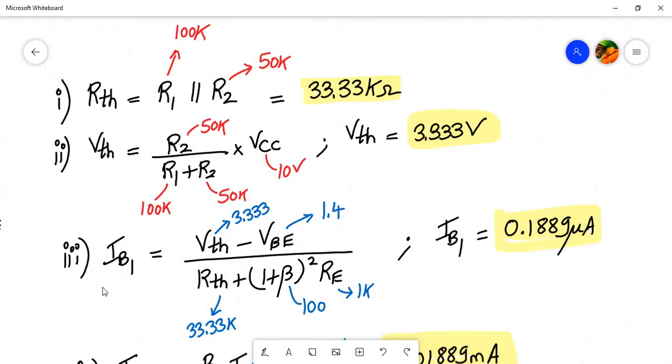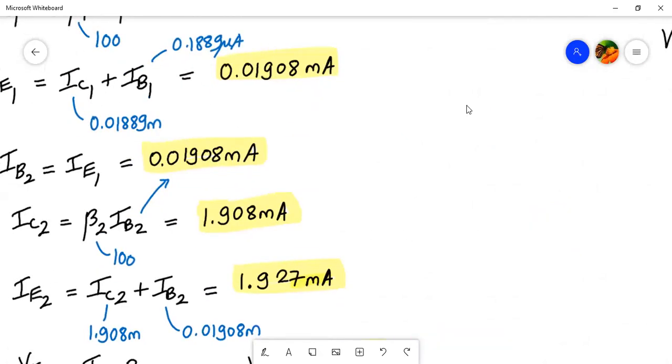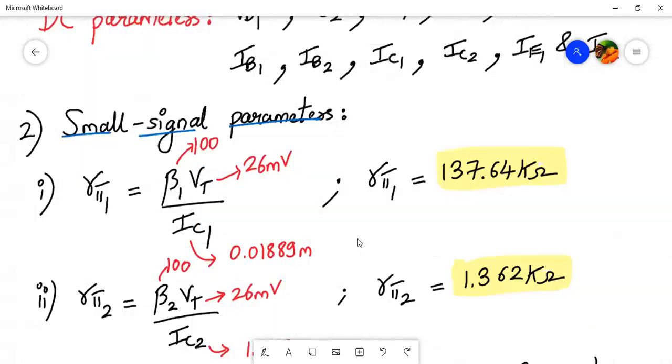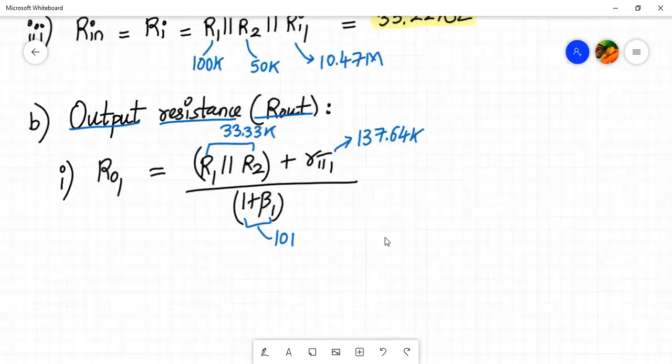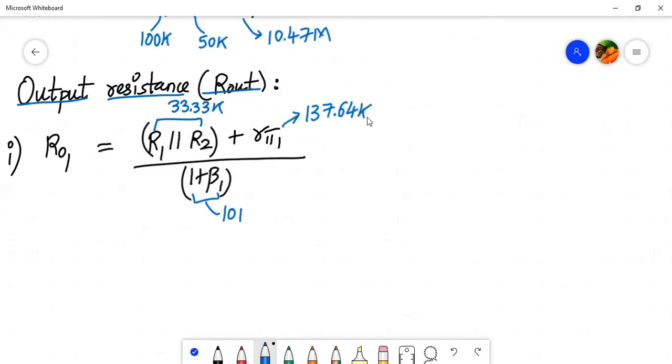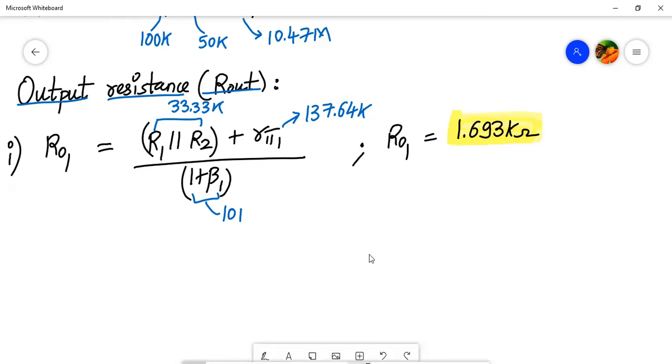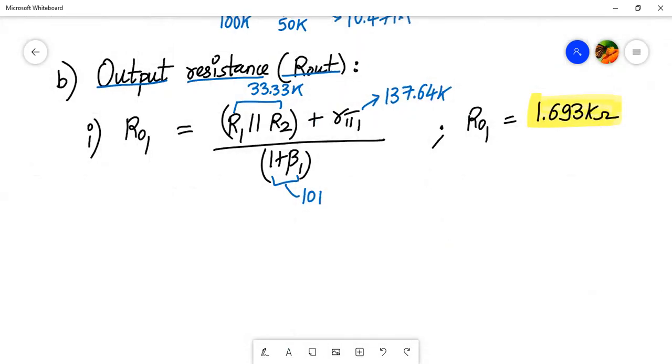So let us go back to our case now. So R1 parallel to R2 is 33 kilo ohms plus 137.64K divided by 101. So in that case, your value of RO1 is coming out to be 1.693 kilo ohms. So that is the value of RO1. And next we calculate the value of RO2. Now let us calculate the value of RO2.